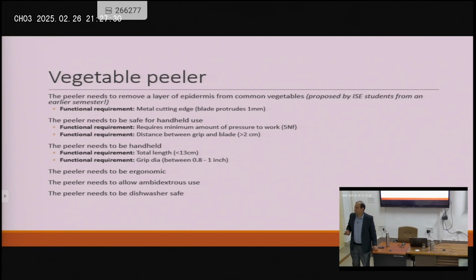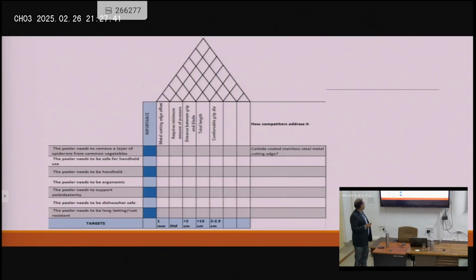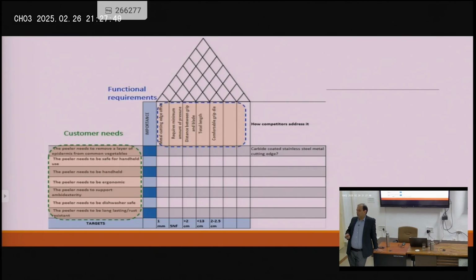Okay, it needs to be dishwasher safe, needs to be long-lasting, rust resistant. So these have some implications on what the functional requirement could be or what material could be. Okay, so you know this, you've seen this. Left-hand side, the things that we already said, customer needs are listed there. Functional requirements are listed there.